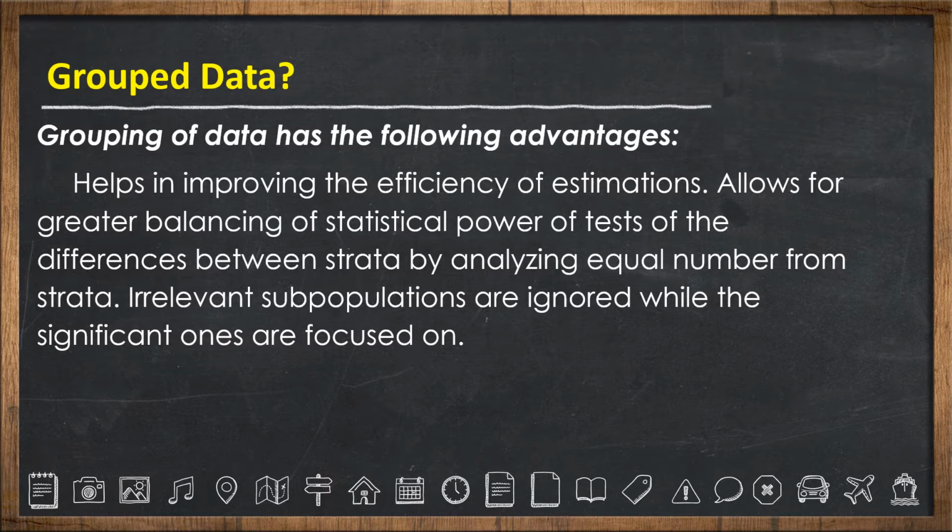So, grouping of data has the following advantages. It helps improve the efficiency of estimations. It allows for greater balancing of statistical power of tests of the difference between strata by analyzing equal numbers from strata. Irrelevant subpopulations are ignored while the significant ones are in focus.